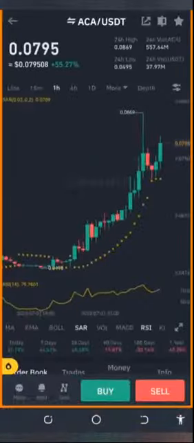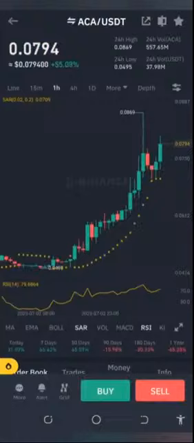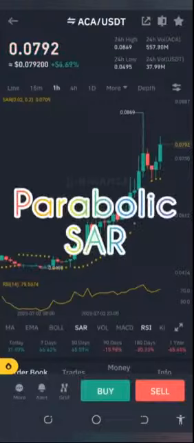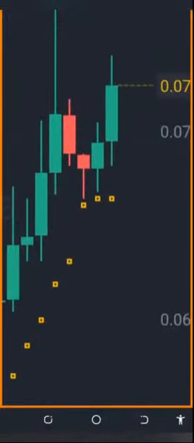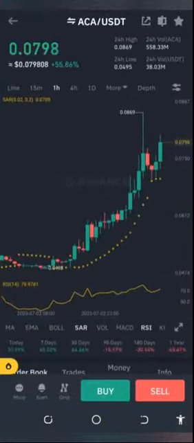So we just were able to catch it. And look at the parabolic SAR. Look at the parabolic SAR. Oh my gosh. See how it has gone all the way up. Pushing it up, that shows the momentum.